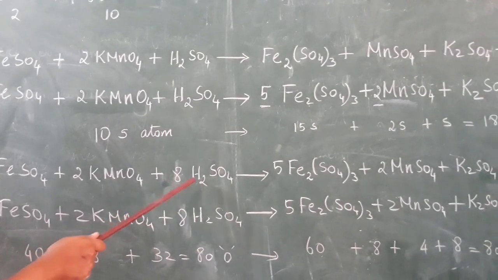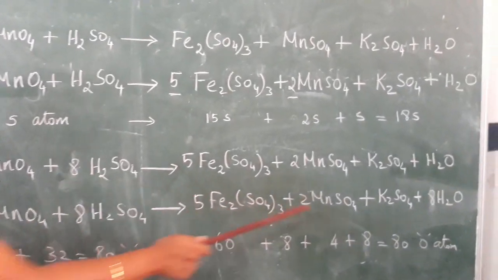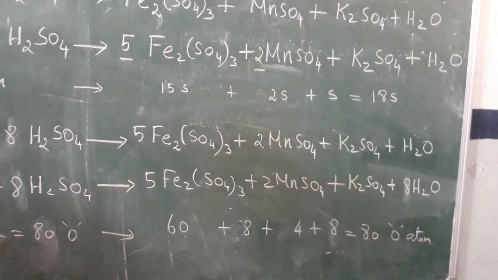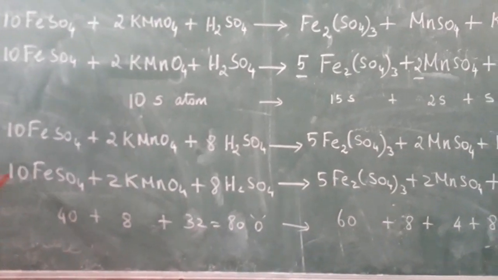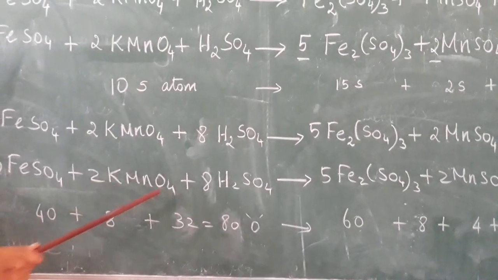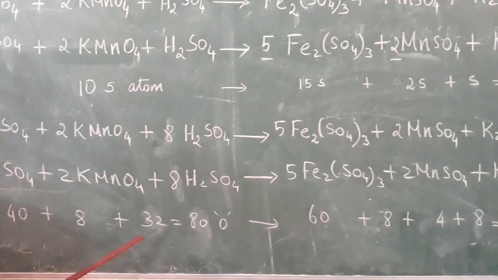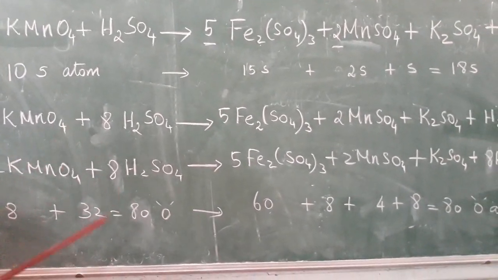So hydrogen, 8 into 2, 16. So I put 8 in front of water. Now the hydrogen is balanced. Now we have to calculate the oxygen atoms alone. Now see that 10 into 4, 40, 2 into 4, 8 and 8 into 4, 32. Adding these 3 we get 80 oxygen atoms on the reactant side.